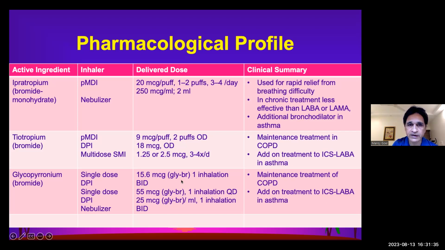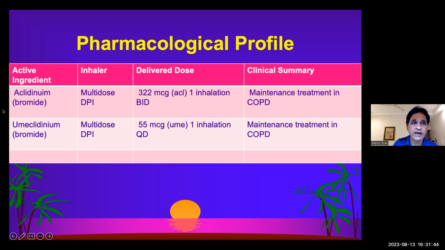Glycopyrronium is again used as maintenance treatment of COPD, right? And can be used as add-on treatment to ICS-LABA in asthma. Aclidinium and umeclidinium are used as maintenance treatment in COPD, and currently they are not recommended for asthma management.